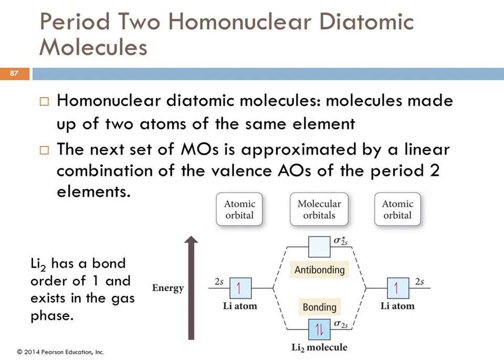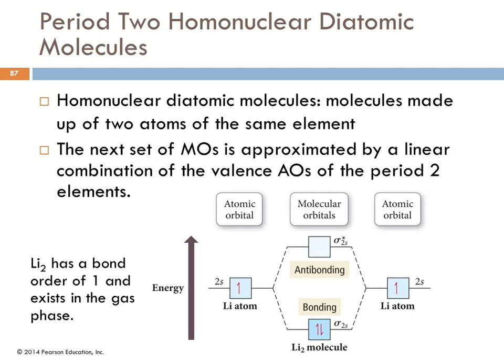Homonuclear diatomic molecules. The prefix homo means the same. Homonuclear, the same nucleus. Diatomic, 2 atoms. So this is a molecule made of 2 atoms of the same element. We're going to stay with the small and simple things. So the next set of molecular orbitals is going to be a linear combination of the valence atomic orbitals in the period 2 elements. So we're looking at valence orbitals still.